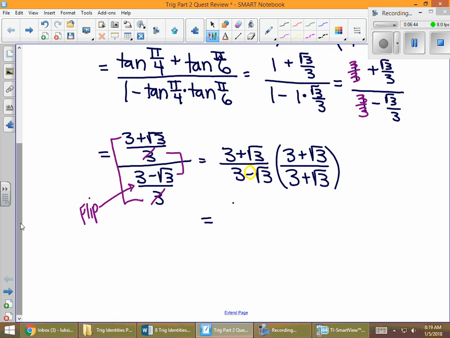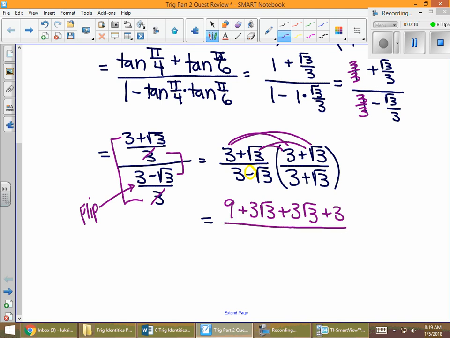And I'm going to FOIL on top. Here we go. 9, 3 radical 3, 3 radical 3. Radical 3 times radical 3 is square root of 9, which is 3. Or you can write it as square root of 3 squared and cancel there. Okay, in the denominator, our middle term should cancel, but I'm going to convince myself of that.